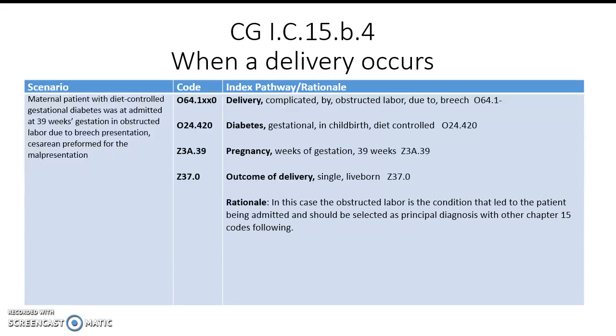O64.1XX0, O24.420, Z3A.39, and Z37.0. The rationale in this case is that the obstructed labor is the condition that led the patient to being admitted and should be selected as the principal diagnosis with other Chapter 15 codes following.